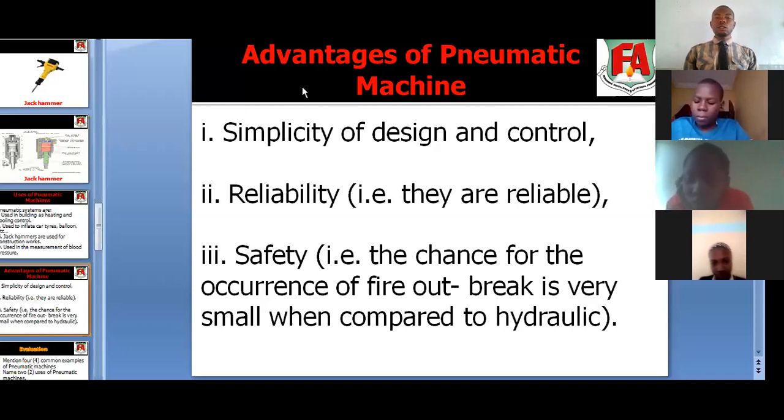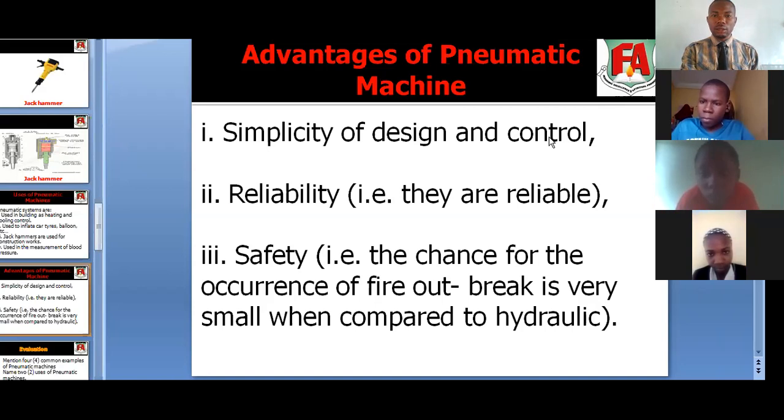Is that clear? If you have any question, do not hesitate to ask me. Sir, is AC a pneumatic machine? Pardon? Is AC a pneumatic machine? These are pneumatic machines. All of these are pneumatic machines. Is AC part of them? No, AC is not a pneumatic machine.